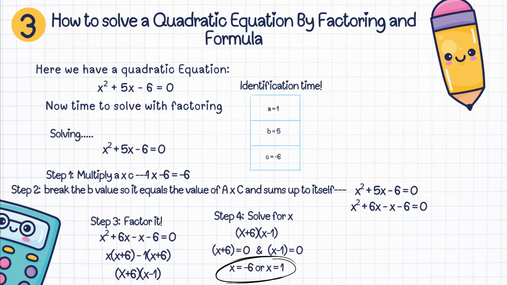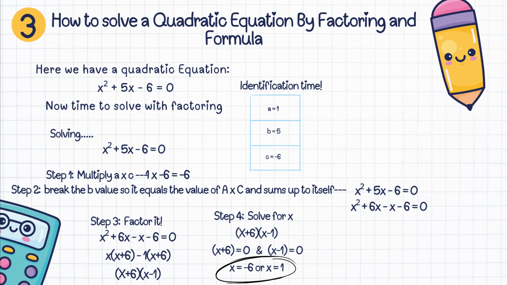So how to solve a quadratic equation by factoring? We've done the formula, let's do factoring. So x squared plus 5x minus 6 equals 0. Let's identify. Identification is key in both cases. So a equals 1, b equals 5, and c equals negative 6. So step 1 is to multiply a times c. So 1 times negative 6 is negative 6.